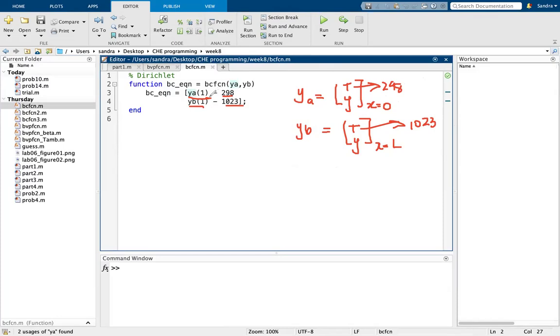So that is why you see this minus sign. I'm saying the first entry minus 298 equal to 0. So I write this function here. The equal to 0 is not required. Now I write the second one: YB's first entry minus 1023 is equal to 0. That is how I get the two boundary equations. So these will be the BC equations. Again, remember it has to be a column vector. The first entry will be the first boundary condition and the second entry will be the second boundary condition. So that will be the output of the BC equation. Is this clear?